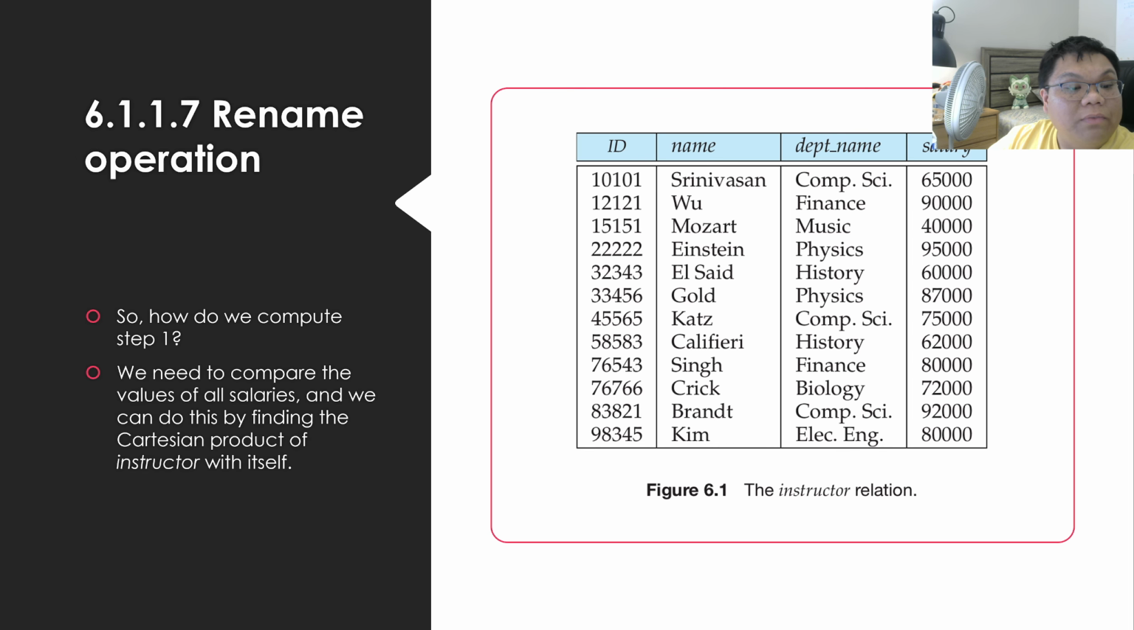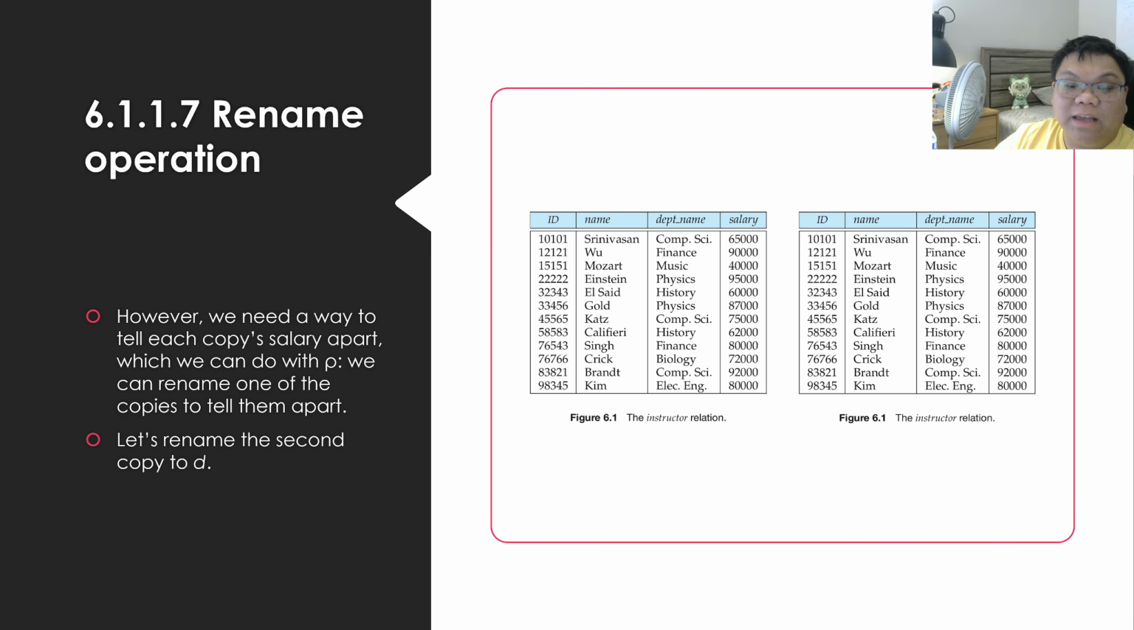We want to compare the values of all salaries, but for this to work, we're actually going to compare Instructor with itself. But the problem is there would be two salary attributes, so we want to rename one of them. In other words, we need two copies of the Instructor relation. And we want to compare one salary with the other. And to make sure we can do that without mixing up the two, we're going to rename one of those relations to D.